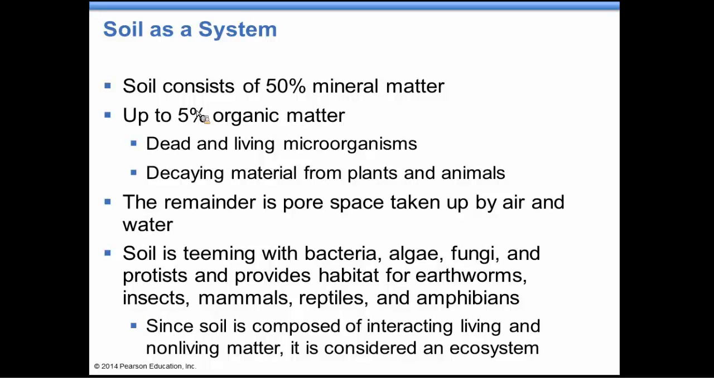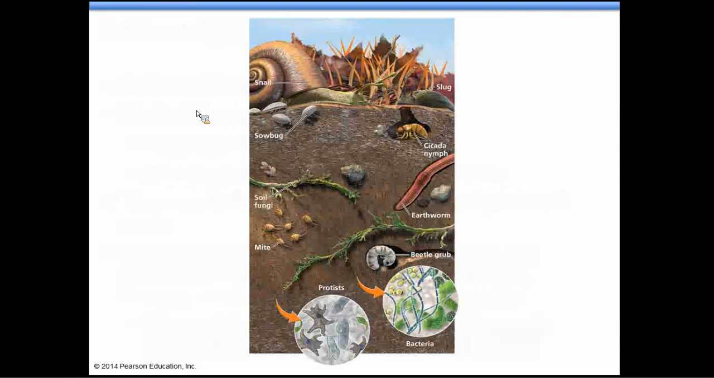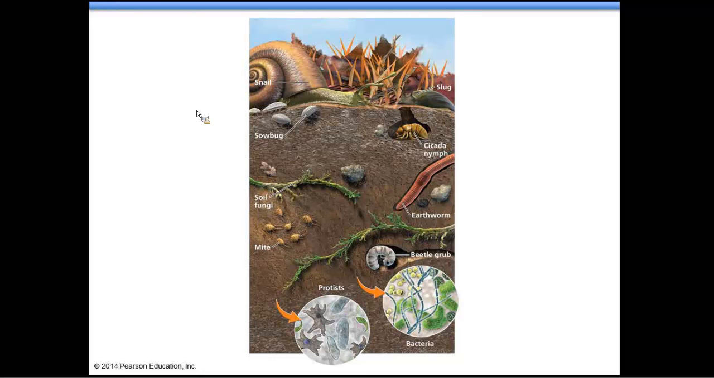And soil is just teeming with bacteria, algae, and a lot of little organisms. Also, since soil is composed of interacting living and non-living matter, it's considered an ecosystem in its own right. So as you can see, soil is rather complicated with everything that goes into it and lives in it, and it's really not just dirt. If it's just dirt, it's not a healthy soil.